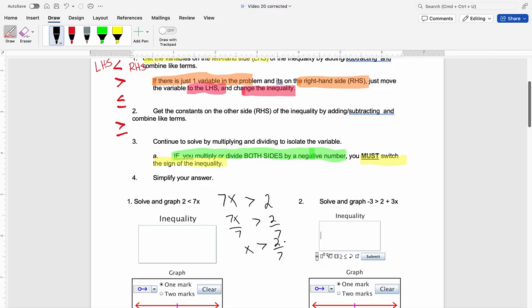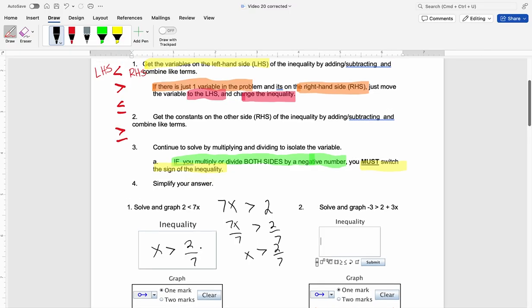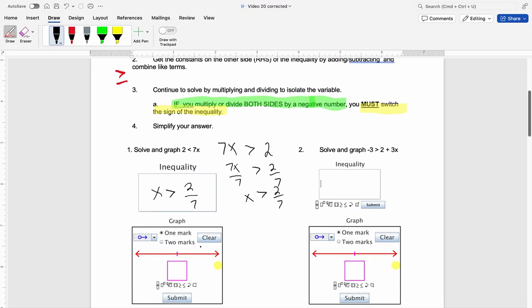Now, within GMM, we do not have to simplify. So we take this expression and we put it in GMM. So x is greater than 2 sevenths. Let's consider 1, 2, 3, 4, 5. So all those bigger numbers. So we know it goes out to the right. So our arrow points going out to the right here.